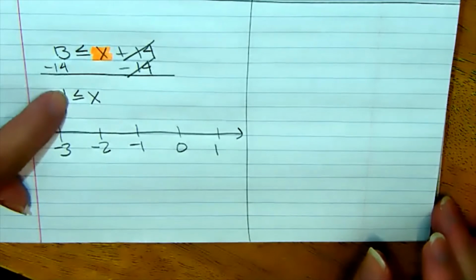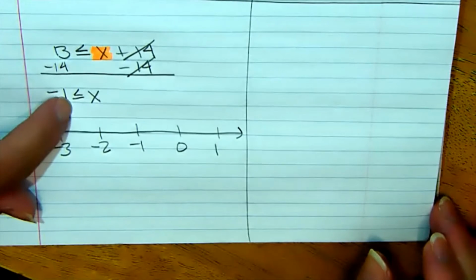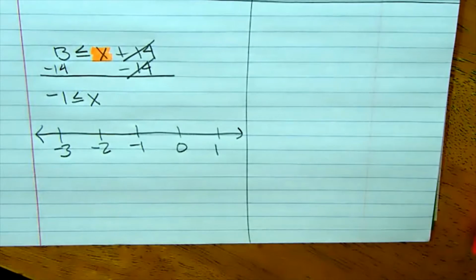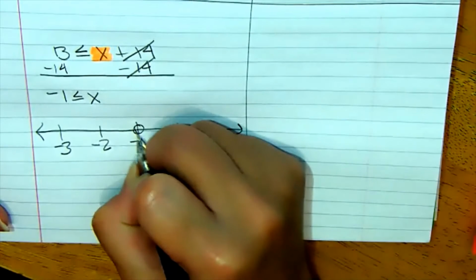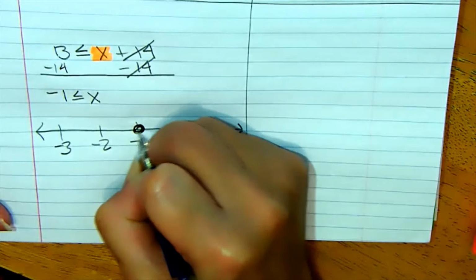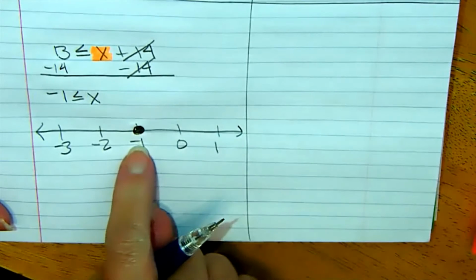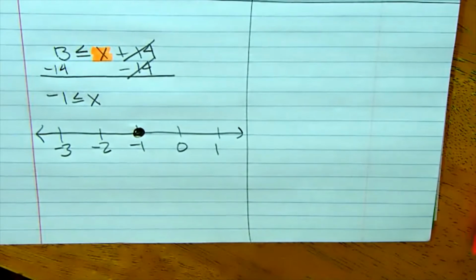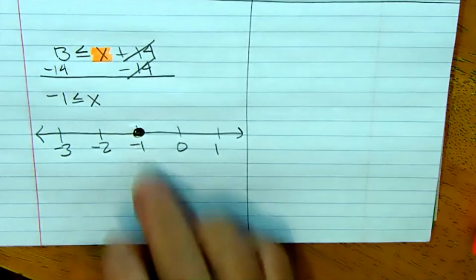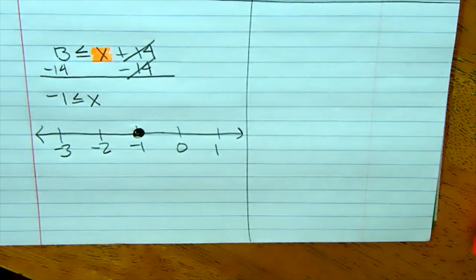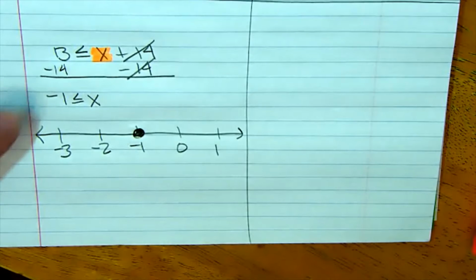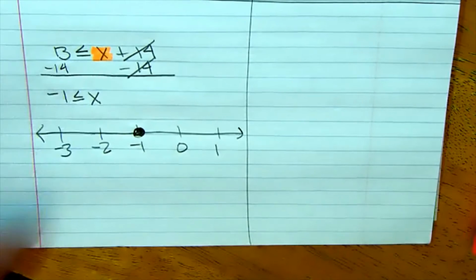I'm going to look at my sign. My sign is less than or equal to. Equal to. So that means my solution set starts at negative 1, but it also includes negative 1. So I'm going to use a closed circle. But now this says negative 1 is less than or equal to x.